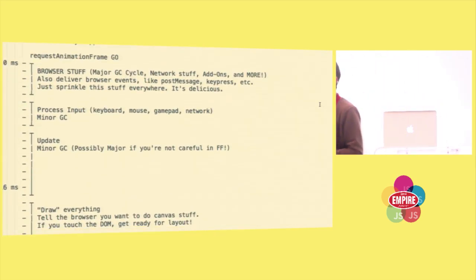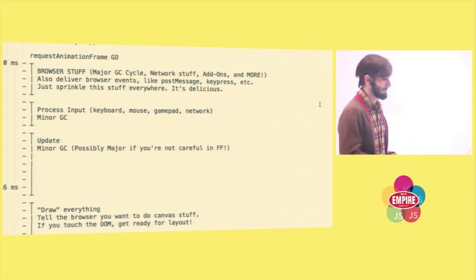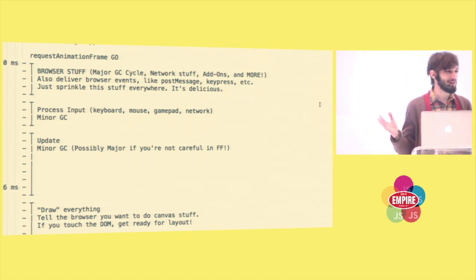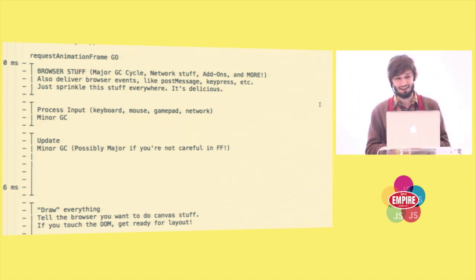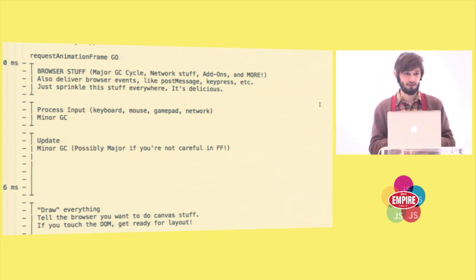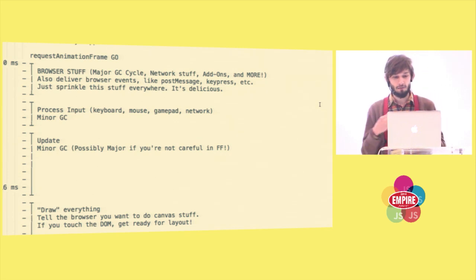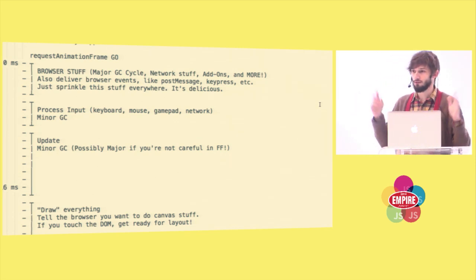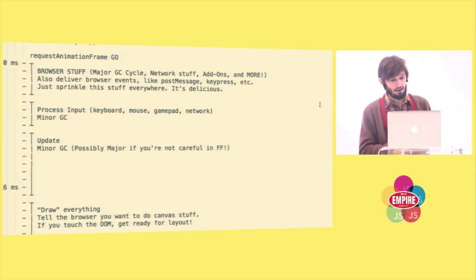It's pretty amazing. So, what actually happens in a browser, because we're in browser land, right? We're not in hardware, is that you have all this other stuff that happens that you have no control over, okay? So you have delivering events, such as post message or key presses. You have garbage collection just everywhere. Anything you do, it's going to be garbage collected, so be careful.